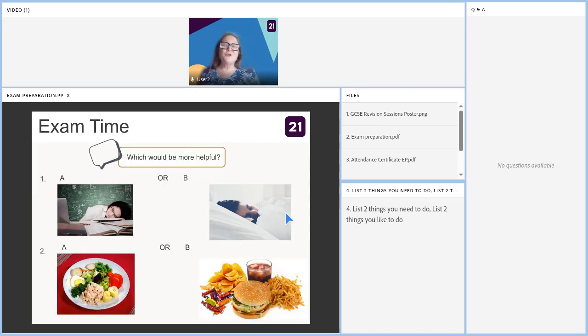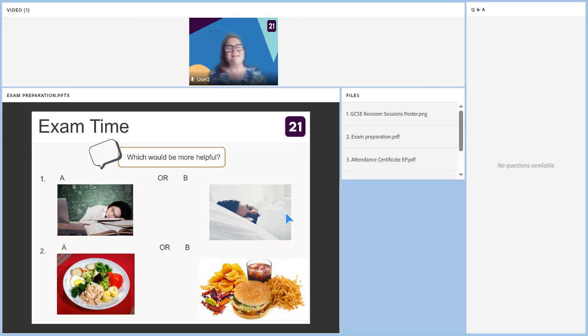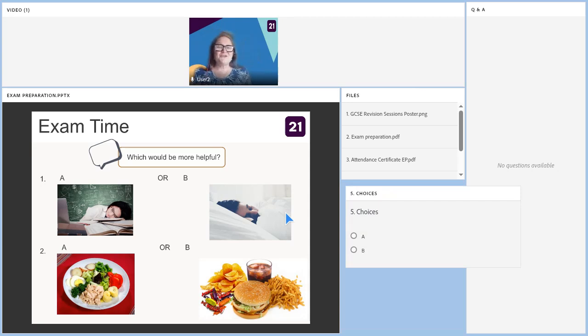Okay, so we're going to have another pod in, and we're going to use this pod twice now for our choices. So we're going to look at the first one, and I'm sure as students, busy students with lots of revision going on and lots of work going on, which would be more helpful, A or B? In question 1 first.